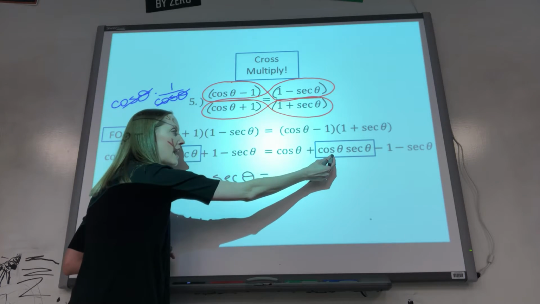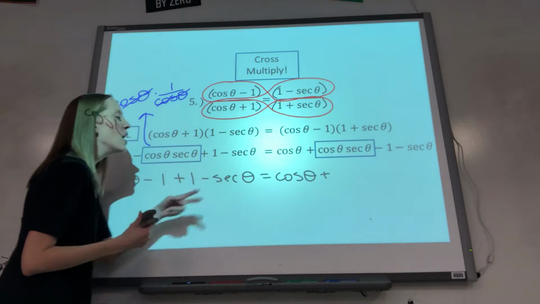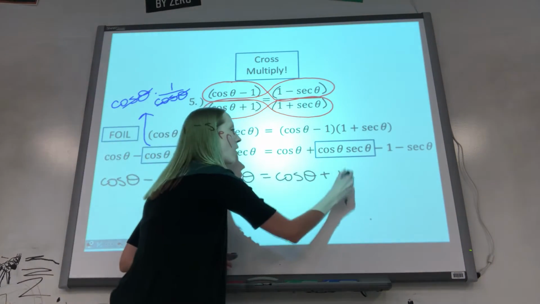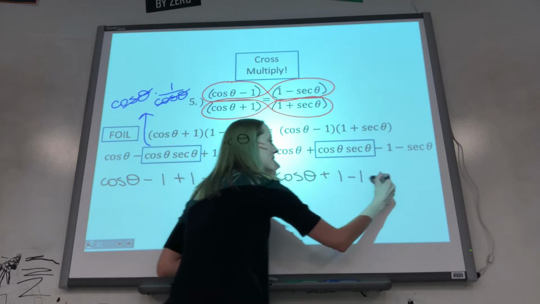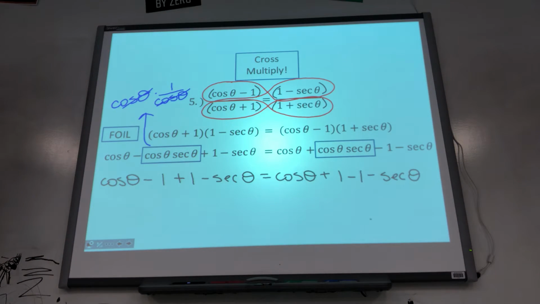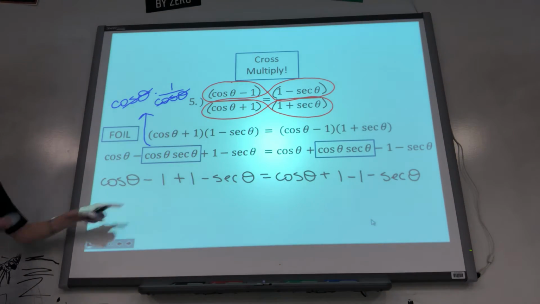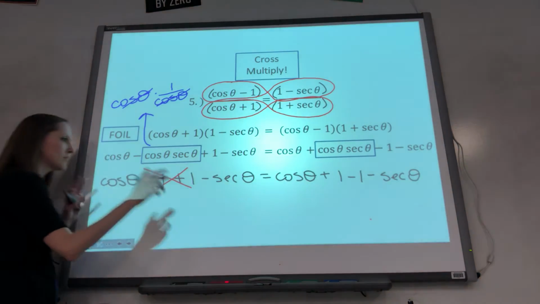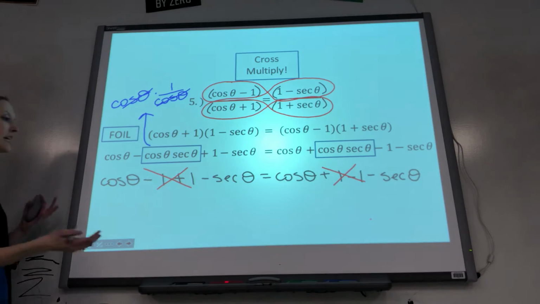Same deal on this side. You can put cosine of theta and the plus sign back down, but when I take a trig function times its reciprocal, it always simplifies to 1. And then I still have a minus 1 minus secant of theta. And this should really be my last step, because if you look over here, -1 plus 1, those can cross out. Right here, same thing, 1 minus 1, that's just 0.